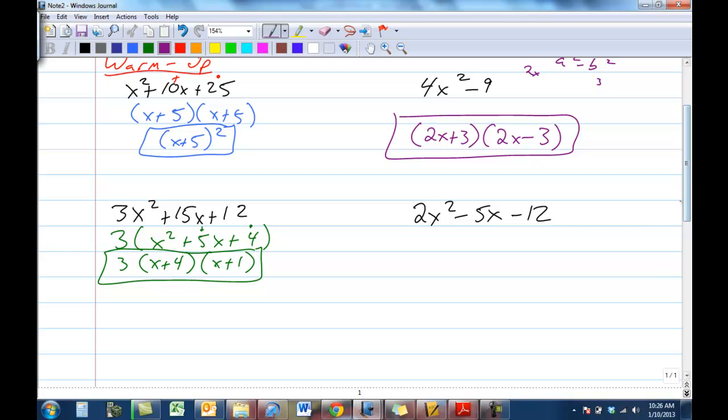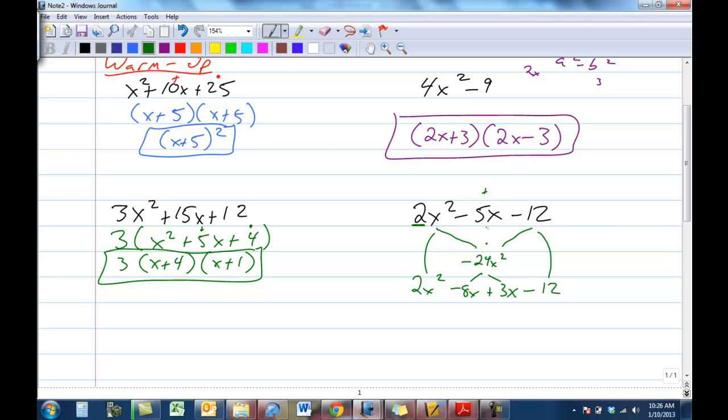Then that brings us to this last one. This last one, is there a GCF? 2, 5, and 12. No, that 5 kind of messes it up. So, since it doesn't have a GCF, because this leading coefficient is greater than 1, we have to Batman. So we're going to multiply the ends. Get negative 24x squared. What multiplies to negative 24 but adds up to negative 5? That would be negative 8x plus 3x. Right? Then you bring the wings down. So you get 2x squared minus 8x plus 3x minus 12.